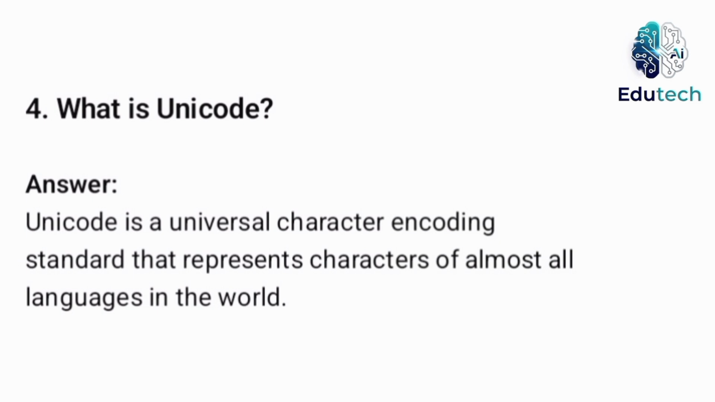What is Unicode? Unicode is a universal character encoding standard developed to represent characters from almost all languages and scripts in the world. Unlike ASCII, which supports limited characters, Unicode can represent thousands of characters including symbols and emojis. It ensures consistent encoding and representation of text across different systems and platforms.